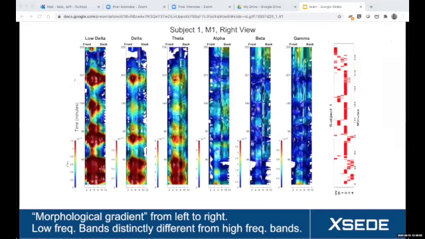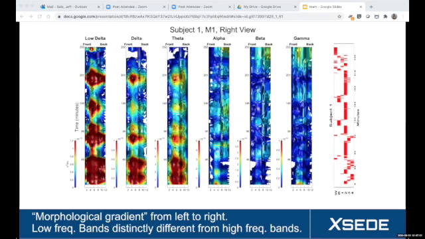Okay, so now we're going to review some simple examples of how this method can make it a bit easier to observe interesting structures. So here we have subject 1, MEG channel M1, viewed from the right. The 6 isosurface structures shown here correspond to MEG brain activity. On the far left is low delta, and then theta and alpha, beta, gamma as we go further right.